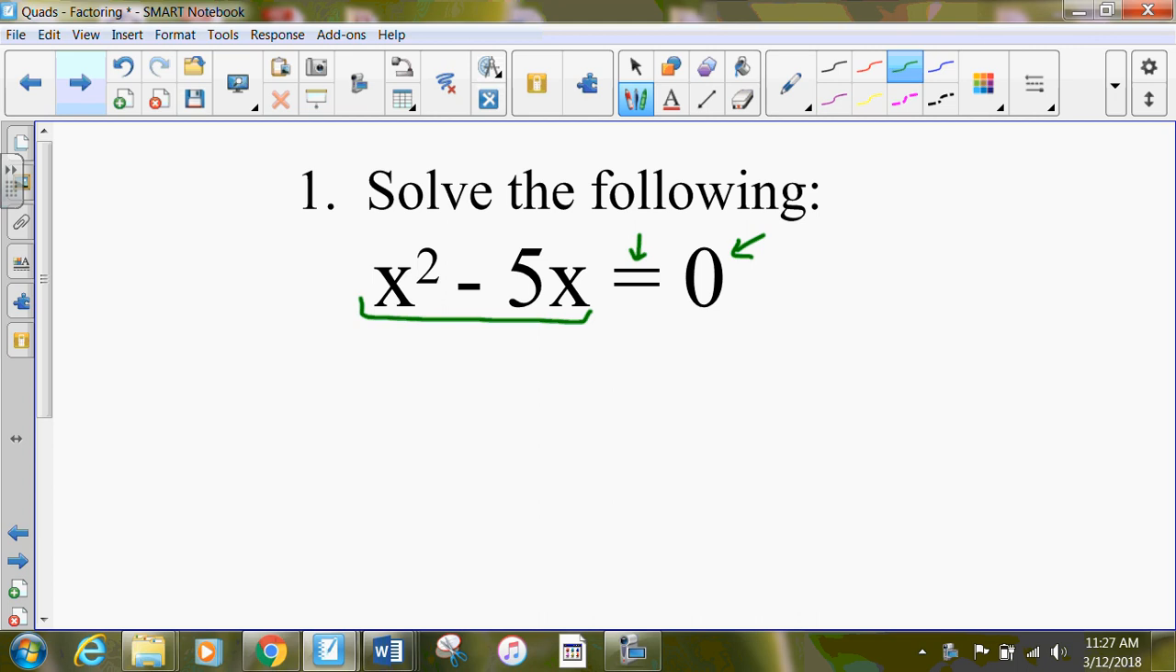So here we go. When I look at this binomial, I know I can factor out an x, and I have x minus 5 left. I can always check myself by distributing, and if I distribute, I get right back to the beginning, what's on the left side of the equation.